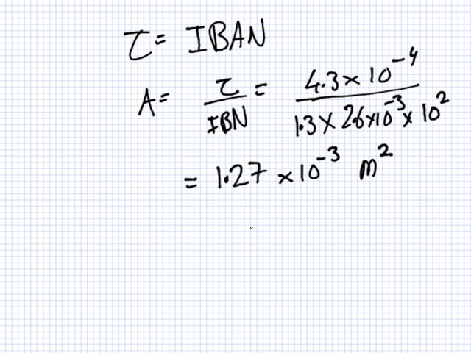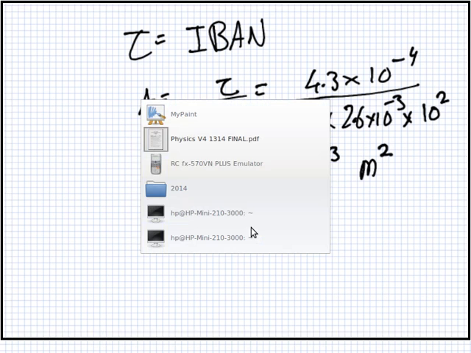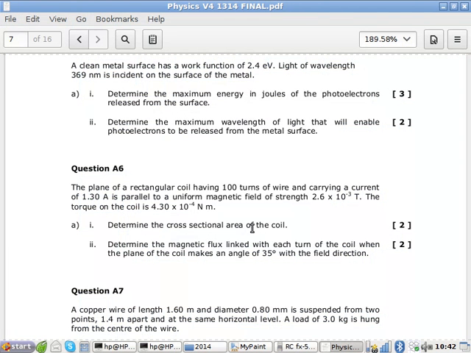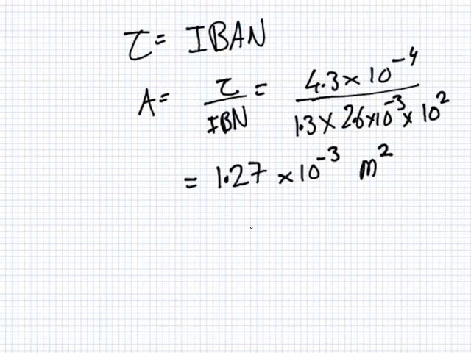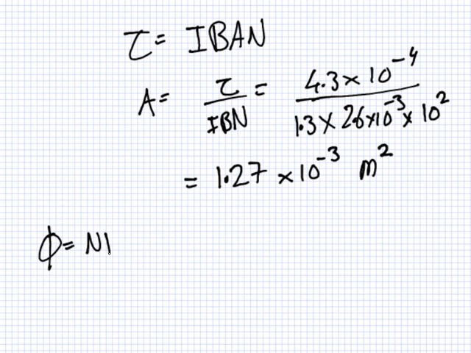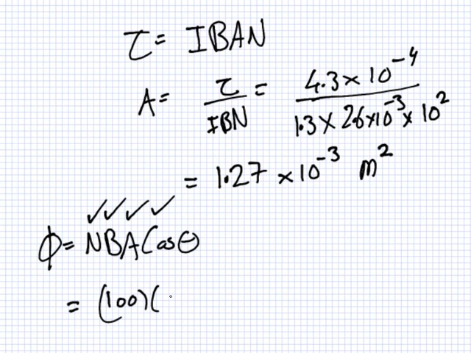Yeah, you can use the previous info, so you get NBA cos theta. You know the NBA cos theta, so it's 100 times 2.6 times 10 to minus 3 times 1.27 times 10 to the minus 3. What cos 35? 2.7 times 10 to the minus 4. So that is 27 milliwebers.